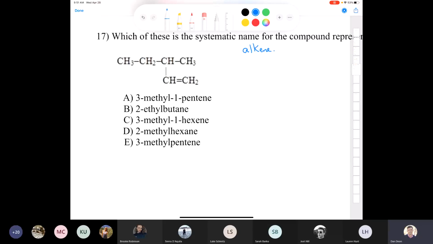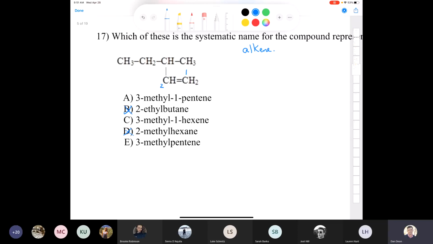You could even look at the answers to make sure that they all have "ene" at the end, right? We have "ene" for A, C, and E. That means that we can eliminate B and D right away because they end in "ane." Those are alkanes, and this is an alkene. What's the rule for alkenes? We want to number them so that we give the double bond the lowest possible number.